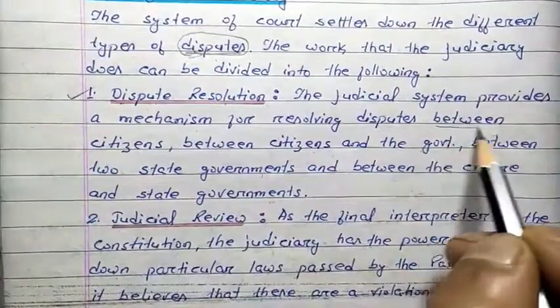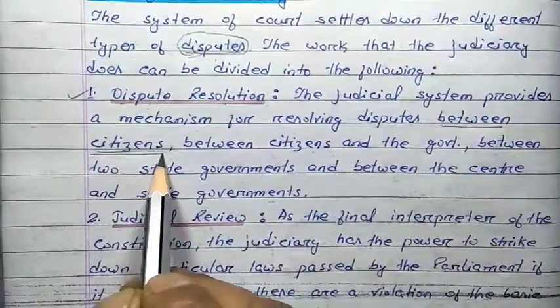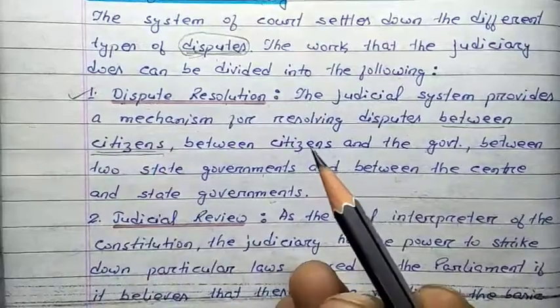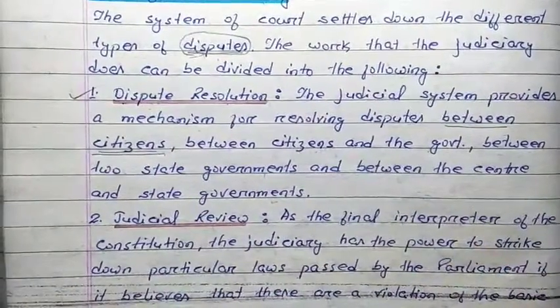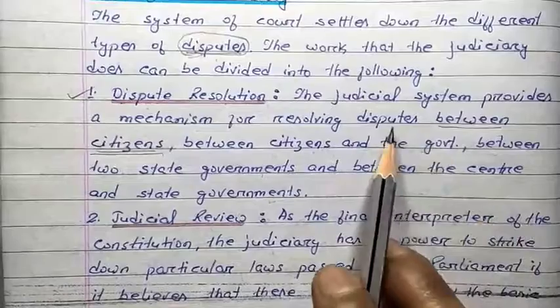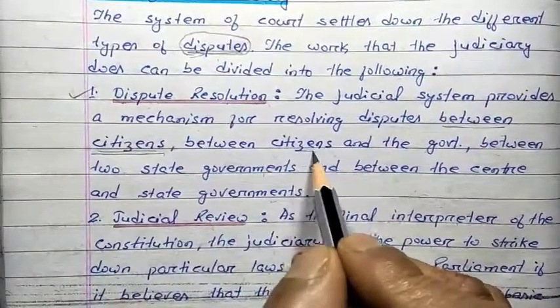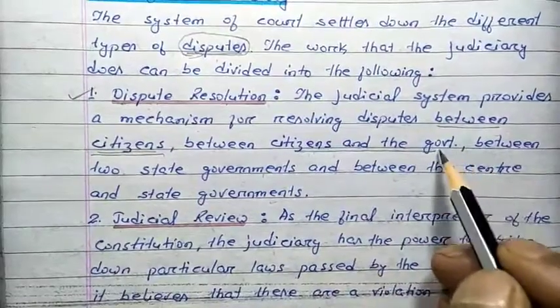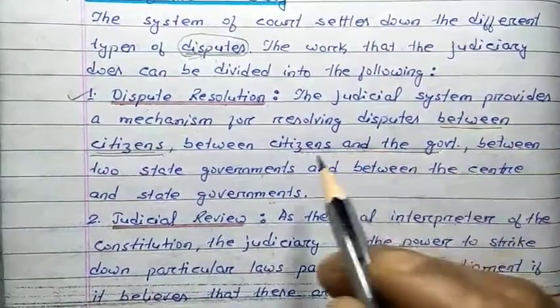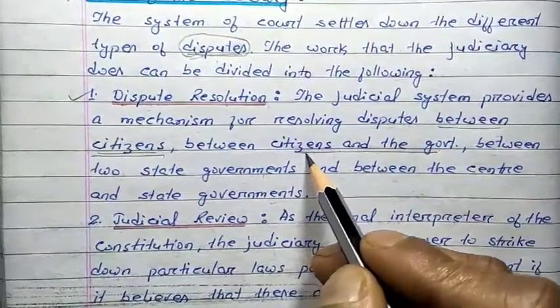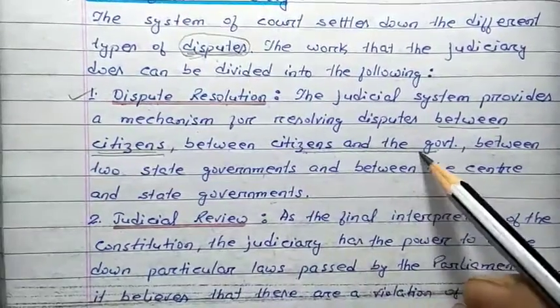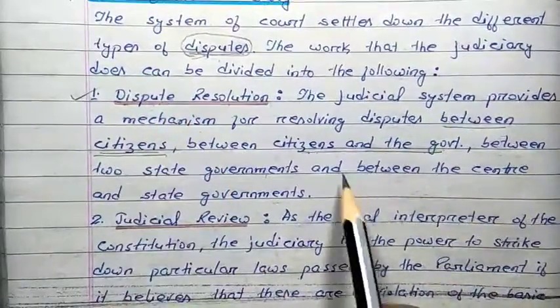It may be between citizens about different matters like land, marriage, property. Because of all these things, disputes may arise between citizens. There may be disputes between citizens and the government. Suppose the government has framed a law that is against the right of the citizens or a particular community. That problem also will be settled by the judiciary.